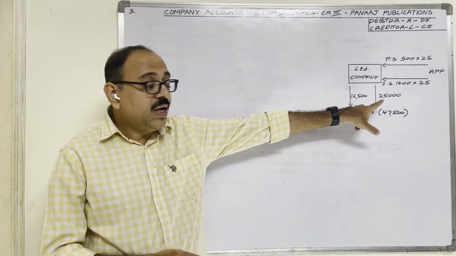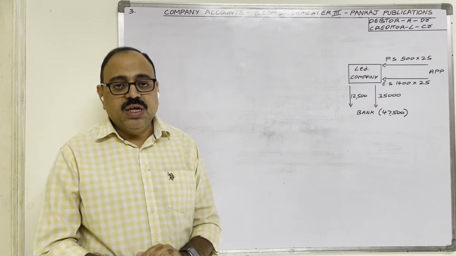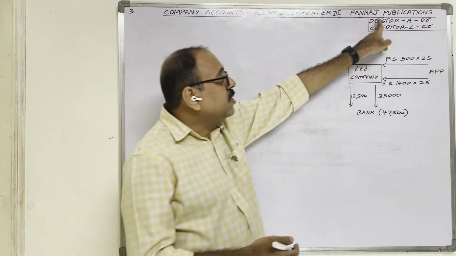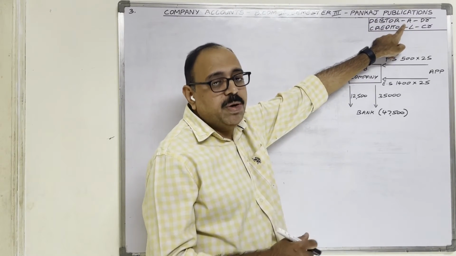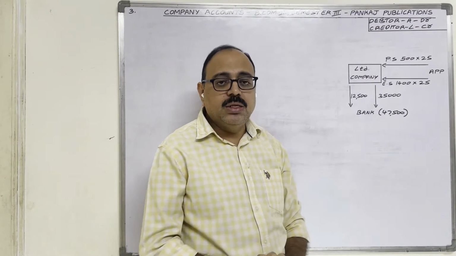Therefore, analyze all the transactions from company's point of view. And while writing journal entries, you should keep one point in mind. That is, debtor is an asset. Asset shows a debit balance. Creditor is a liability. Liability shows a credit balance.